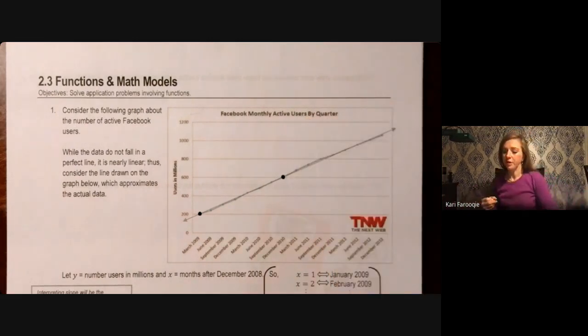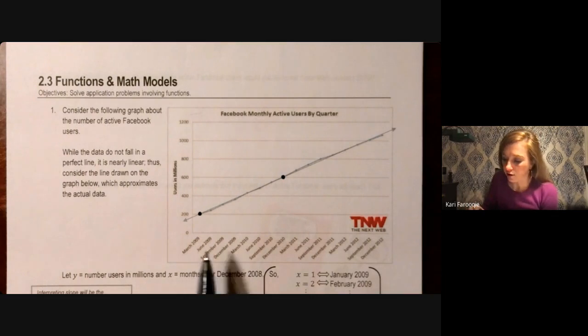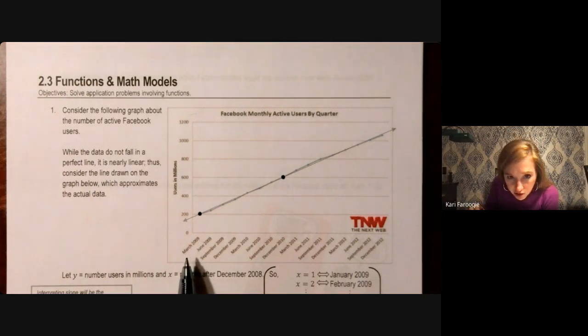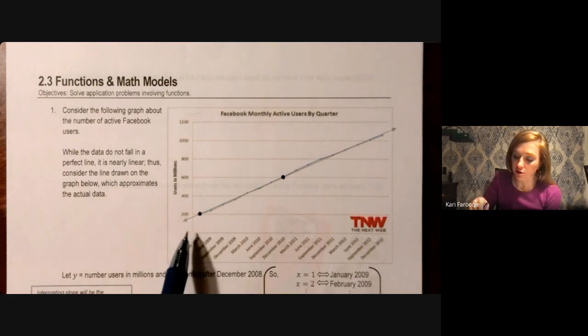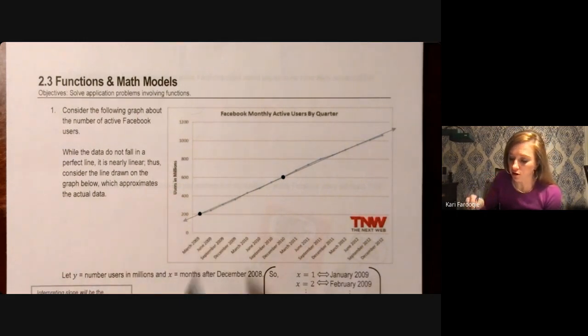Okay. You can see here that the graph has months of the year starting, in this case, it looks like the first month that's labeled is March of 2009, and then heading up through December of 2012. You can also see the y-axis up here. The vertical axis is users in millions. So it's important to note that obviously there weren't only 200 users.